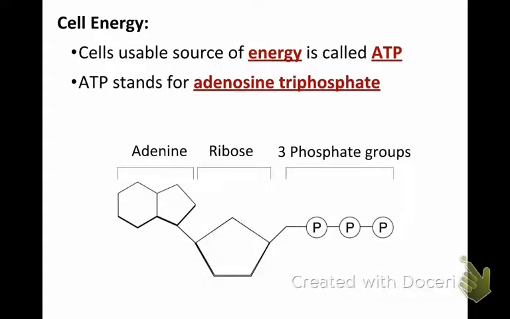Okay. Cell energy. So the cell's usable source of energy is ATP. Your body uses ATP to make things happen. It's like the gas in the car. ATP is to your cells. And ATP stands for adenosine triphosphate. And I know you guys colored this on your reading guide, which I'll be passing back to you guys on Monday also. But you can see there's an adenine, a ribose, and 3 phosphates. And it's really those 3 phosphates that give you the energy. And when you break one off, you release energy. And when you put one of those phosphates back on, you store energy.